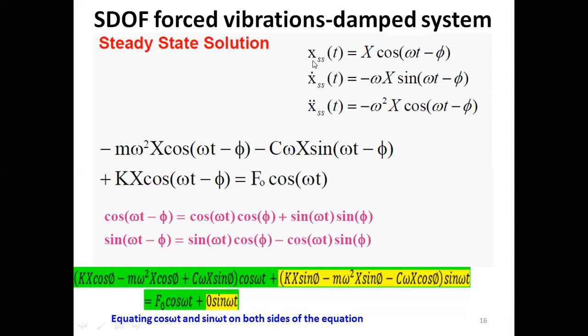If this is the solution of the differential equation, then it must satisfy our equation of motion. So for that, I'm differentiating this once with respect to time to get the velocity. The velocity, x dot ss(t), is equal to minus ωX sin(ωt − φ), and differentiating again with respect to time to get the acceleration, x double dot ss(t) is equal to minus ω² X cos(ωt − φ).